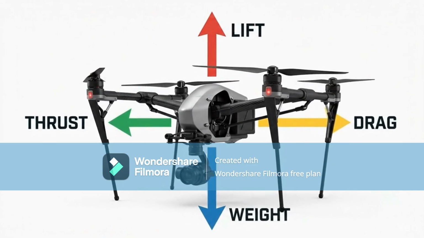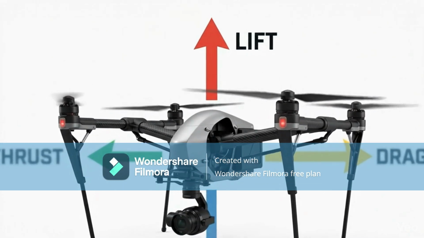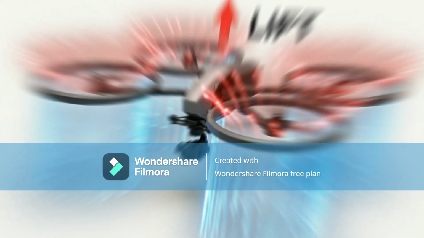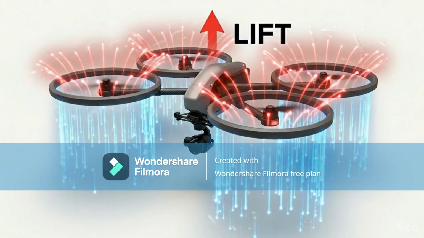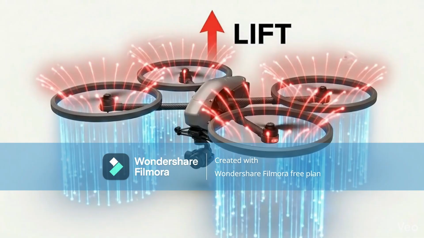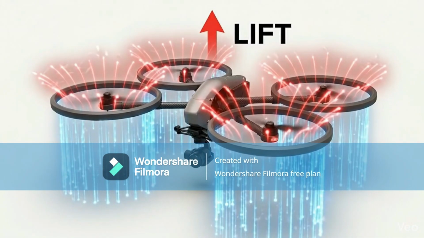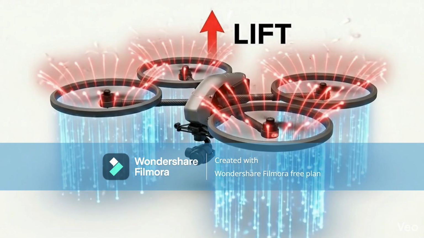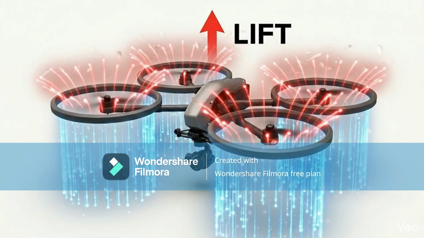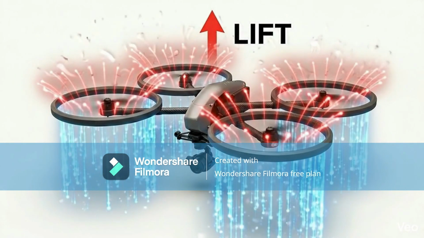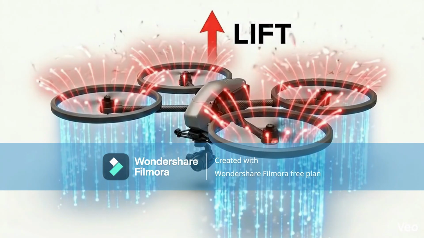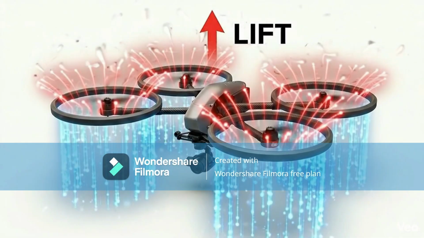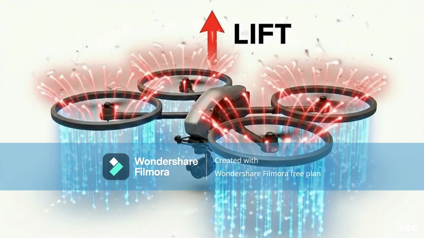The four main forces which act upon a flying drone are lift, drag, thrust, and weight or gravity. Let's see what lift means. In drone aerodynamics, lift is the upward force generated by the interaction of the propellers with the air. The propellers suck in air from above and then push it downwards to fly. According to Newton's third law, when the propellers push air down, the air pushes the drone up. This upward push fights against gravity, keeping the drone airborne.